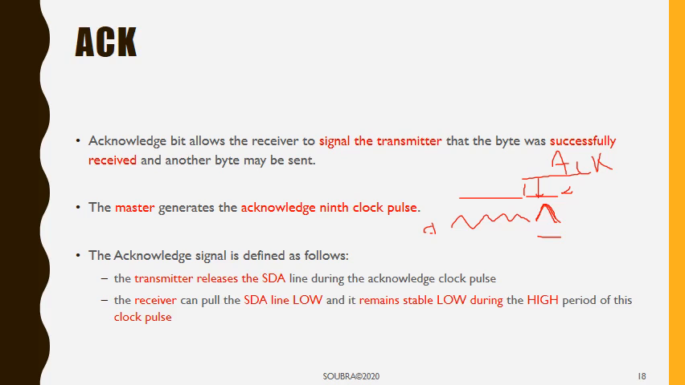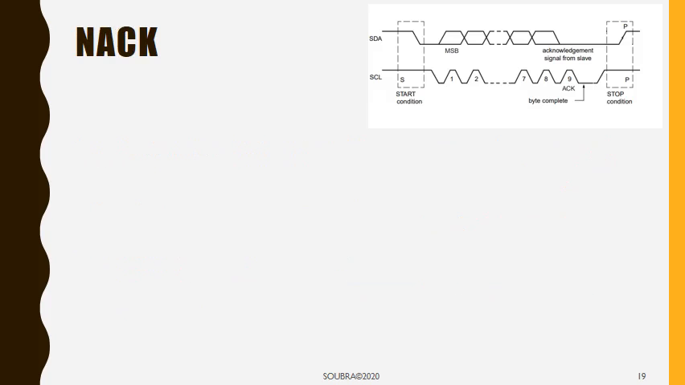Alright? So if for some reason on the 9th cycle I did not bring down my line, so it's left at 1, for instance, this means that I did not receive it. And this is what we call a NACK. So this is a NACK.